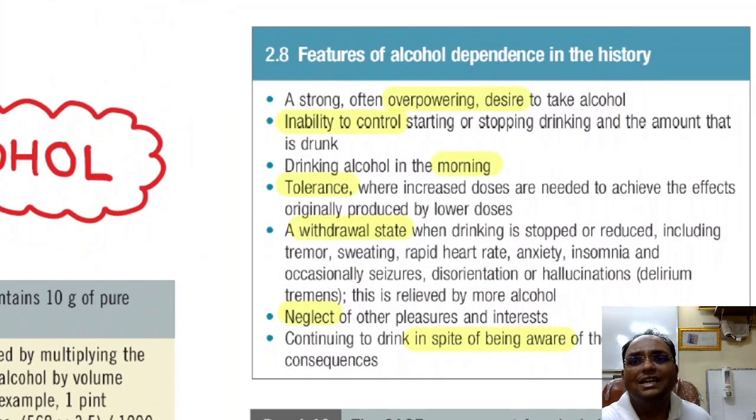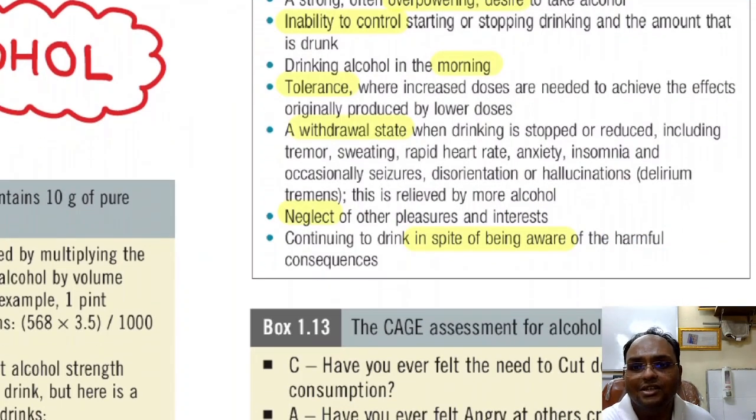When we discuss alcoholic liver disease, I'll come to more features, but some features of alcohol dependence: there's an overpowering desire to take alcohol. Alcohol ছাড়া চলবে না. Inability to control starting or stopping, মানে দেখলে না খেয়ে থাকতে পারবে না, আর খেতে আরম্ভ করলে বন্ধ করতে পারবে না. The first thing in the morning you have to drink alcohol. টলারেন্স হয়ে যায়, 1 গ্লাস খেলে আর হচ্ছে না, 2 গ্লাস খেতে হবে. উইথড্রল, যেই খাচ্ছে না সিজার পর্যন্ত হয়ে যেতে পারে. ভেরি ইম্পর্টেন্ট কজ অফ সিজার, অ্যালকোহল উইথড্রল, রাইট? Tremor, sweating, rapid heart rate due to sympathetic overactivity, anxiety, insomnia, neglect of other pleasures, and continuing to drink in spite of being aware of the consequences.